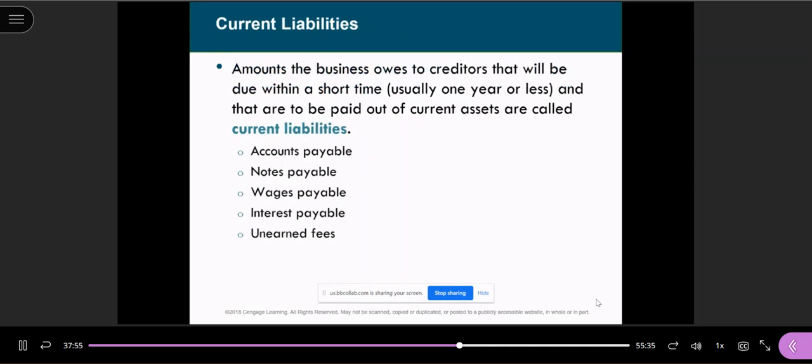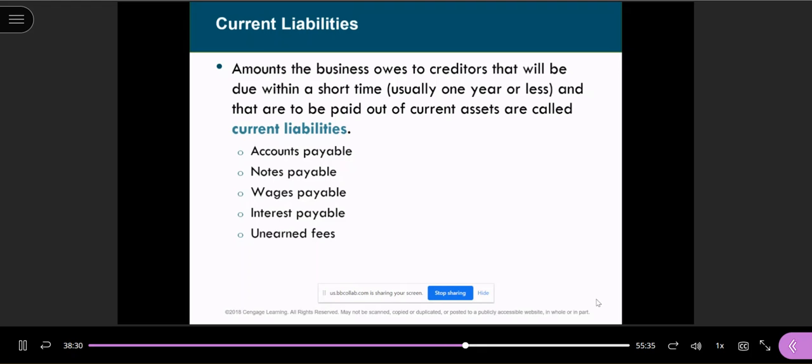Liabilities, we have current liabilities and we have long-term liabilities. So current liabilities, just like current assets, are going to be any liability that we have to pay back within a year or less. So always your accounts payables are going to be in there, your wages payable, your taxes payable, interest, unearned fees, all of those things would be considered current liabilities for you. Notes payable can be, depending on how long we have to pay back that note. We also can have something called the current portion of notes payable.